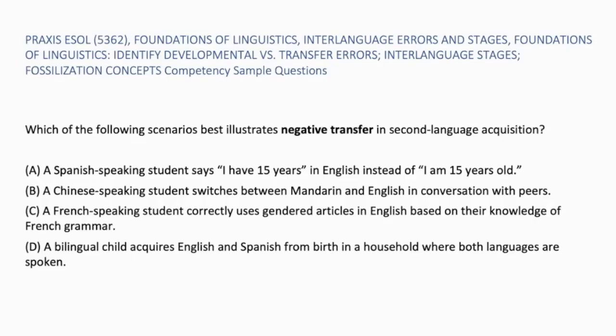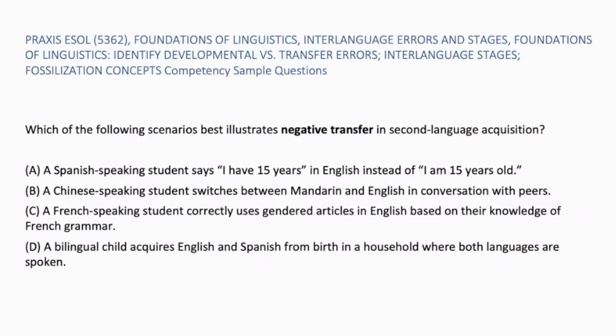Which of the following scenarios best illustrates negative transfer in second language acquisition? A. A Spanish-speaking student says, "I have 15 years," in English instead of "I am 15 years old." B. A Chinese-speaking student switches between Mandarin and English in conversation with peers. C. A French-speaking student correctly uses gendered articles in English based on their knowledge of French grammar. Or D. A bilingual child acquires English and Spanish from birth in a household where both languages are spoken.